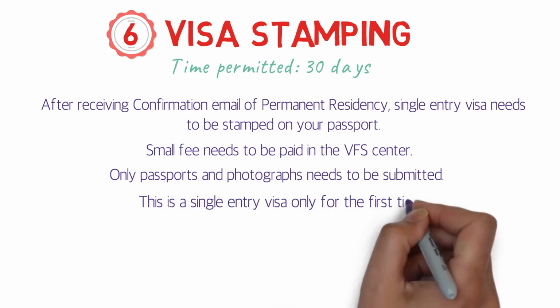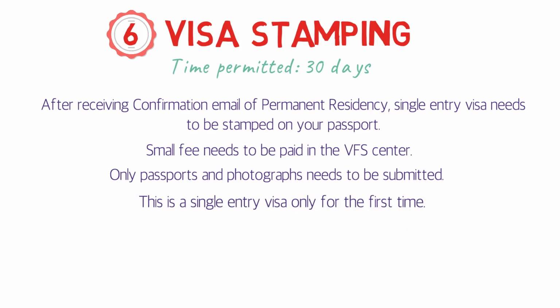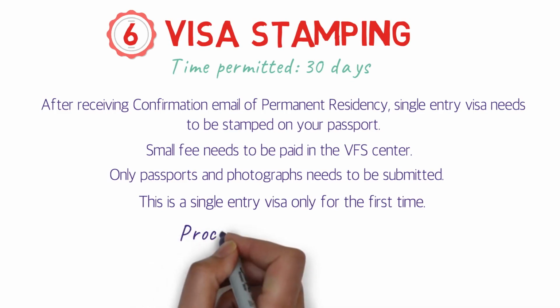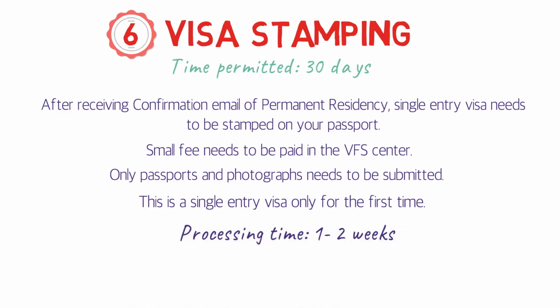Now this visa is a single entry visa, and this is only for the first time. So after you enter over there, you will get your PR card, and of course you don't need that visa anymore. So this is the complete process. In that visa, you would have an expiry date, and you have to land there before that visa actually expires. The processing time is 1 to 2 weeks. Generally, it is done in just 4 or 5 days, so this is not a time-consuming process. So these are the 6 steps of applying for PR through the Express Entry program.